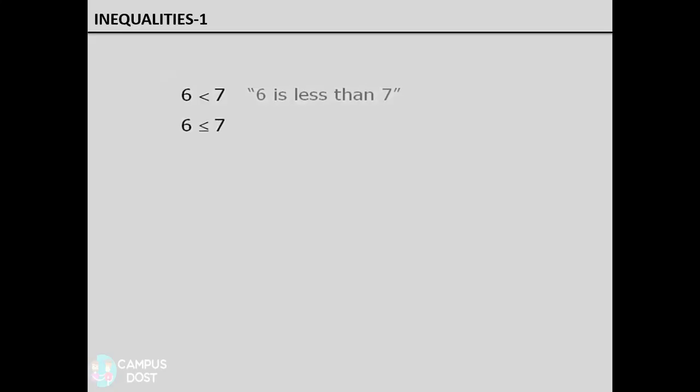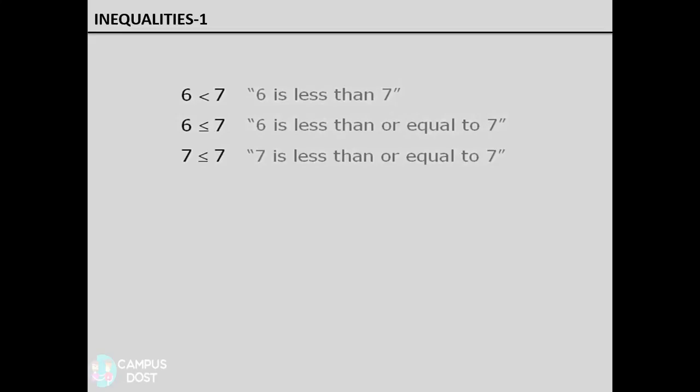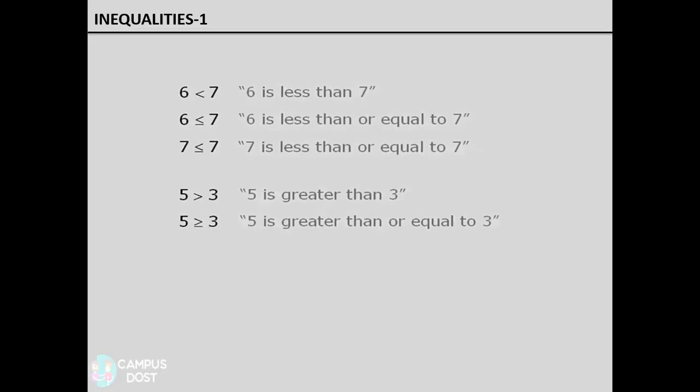Another symbol you should be familiar with is the symbol for less than or equal to. So this example can be read as 6 is less than or equal to 7. We can also use this symbol in this way, where we are saying that 7 is less than or equal to 7. We can also express inequalities with this symbol. This is read as 5 is greater than 3. This symbol denotes greater than or equal to, as in 5 is greater than or equal to 3.